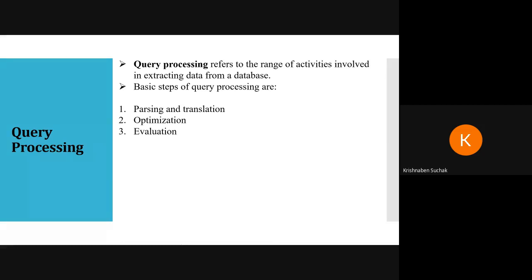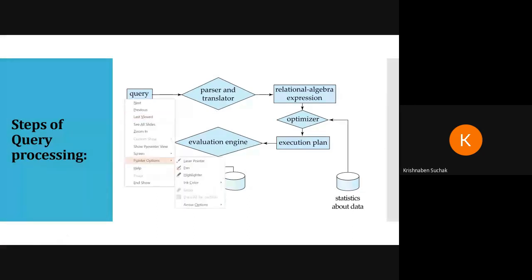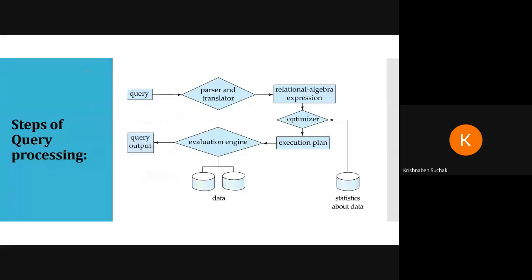So here in query processing, we basically have 3 steps. First one is parsing and translation. Second one is optimization, and third one is evaluation. Okay, let us understand this diagram first, then we are going to understand each topic. So first of all, see, in query processing, you are going to write the query.